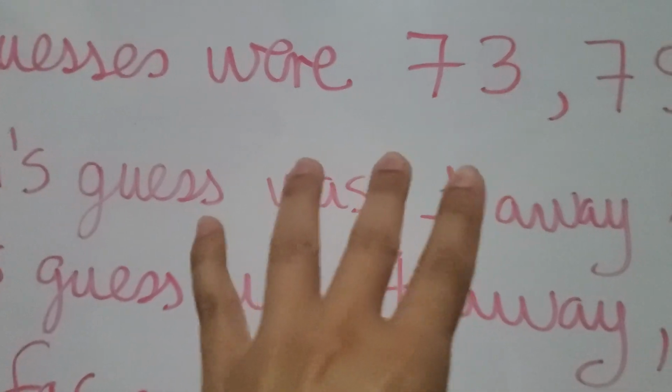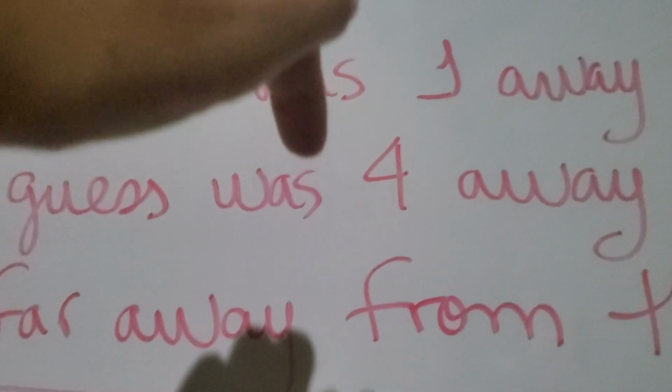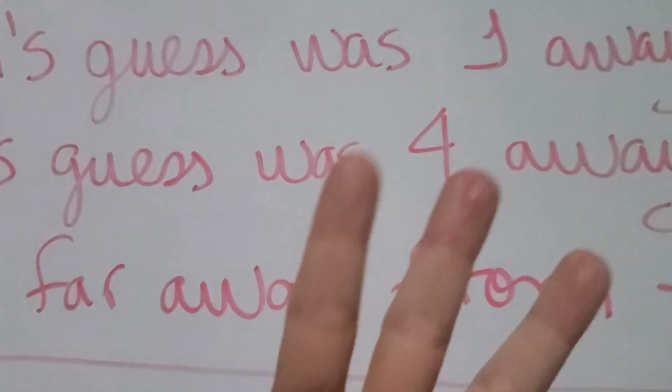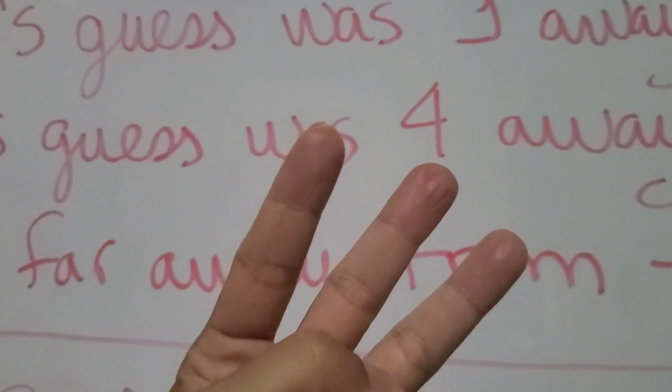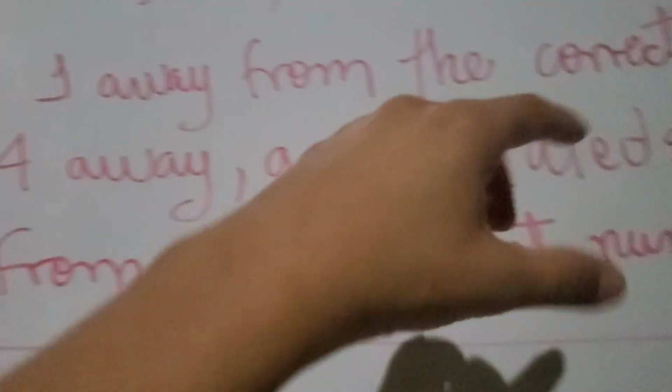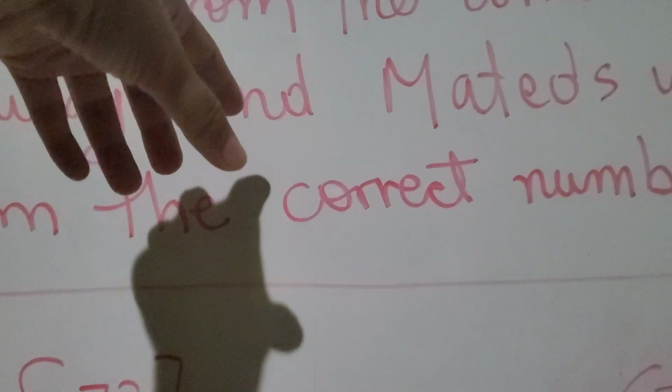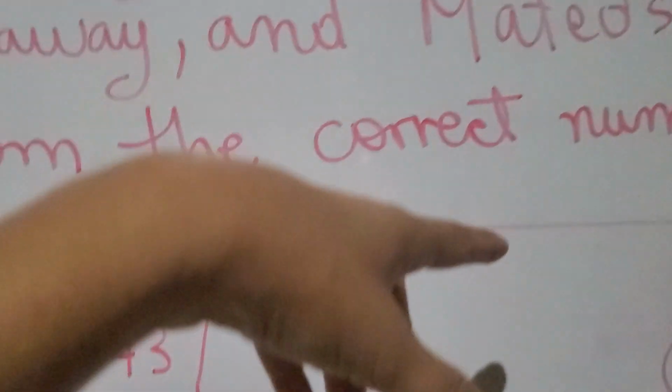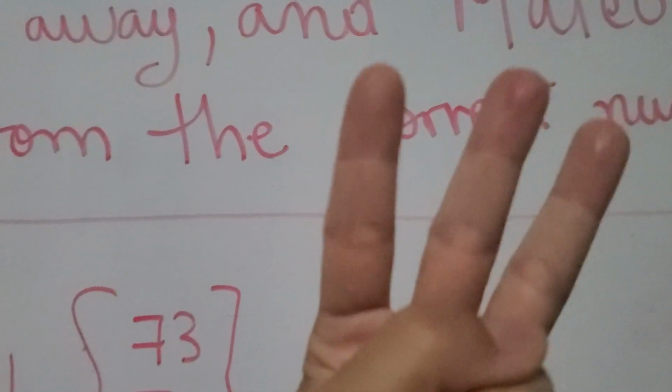Why? Because the correct number is a number in which the three guesses meet. Why? Because they're saying one away from the correct number, from the correct number, from the correct number. Think about it like I have a center point. This is the distance, this, and that. That means that the common thing is the correct number. This means that the correct number must be in these three results together.